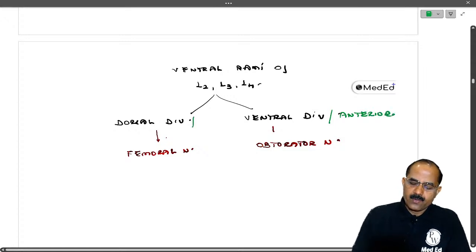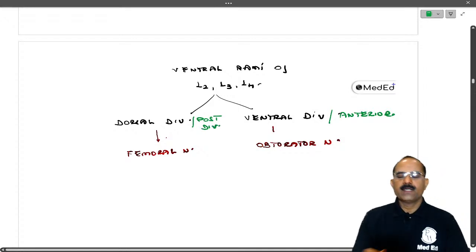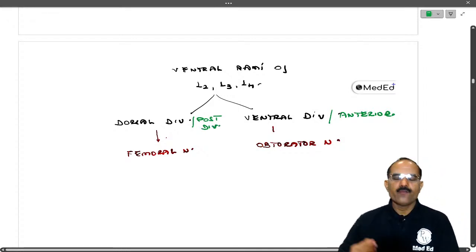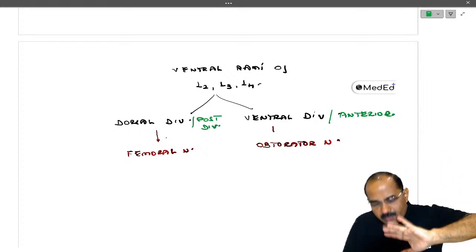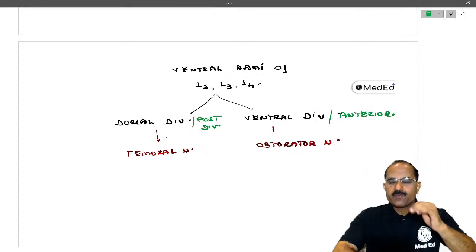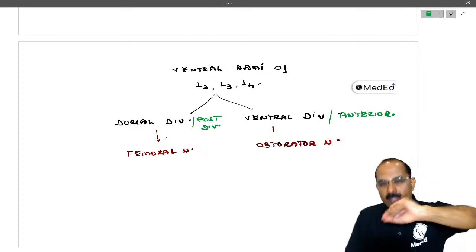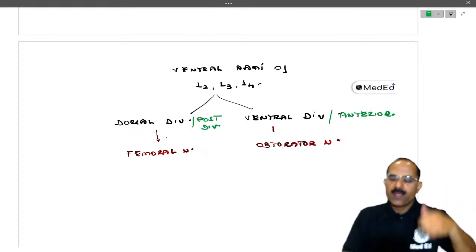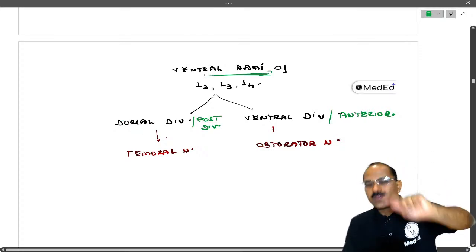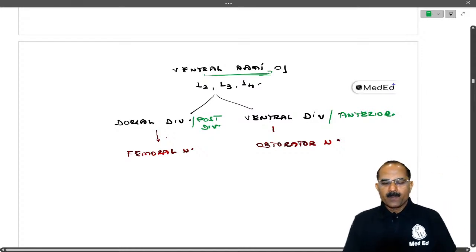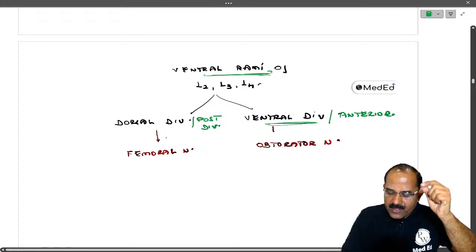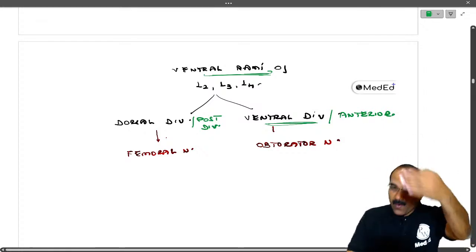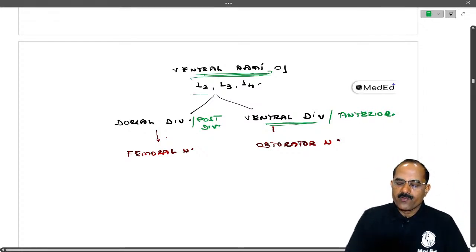Anterior, and dorsal is also known as posterior division. Ventral का दूसरा नाम है anterior and dorsal का दूसरा नाम है posterior. So बच्चों, what is the root value of femoral nerve? Femoral nerve is formed by the dorsal divisions or the posterior divisions of the ventral rami of L2, 3, 4. And obturator nerve का root value क्या होगा? Obturator nerve is formed by the ventral divisions or the anterior division of the ventral rami of L2, 3, 4.